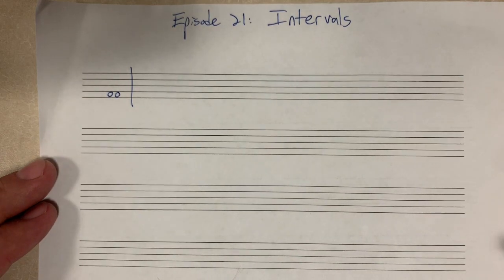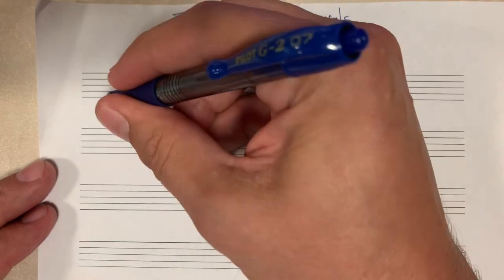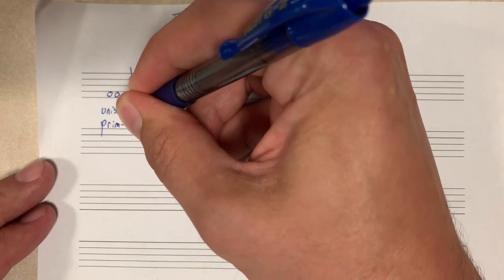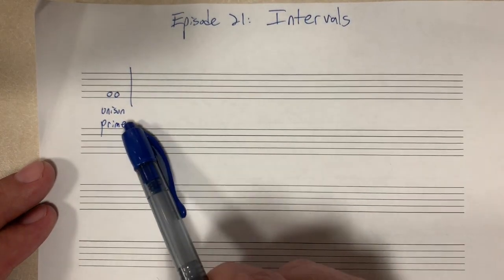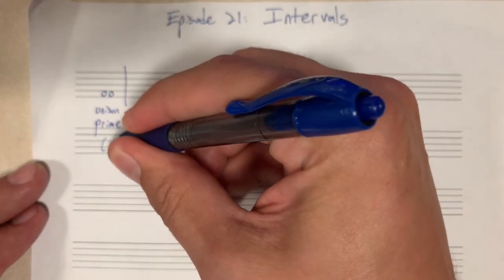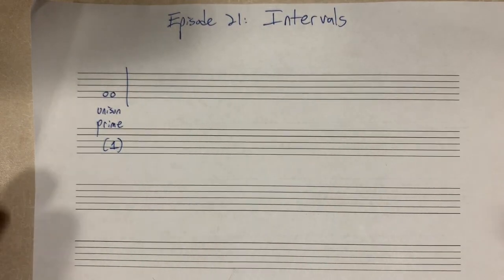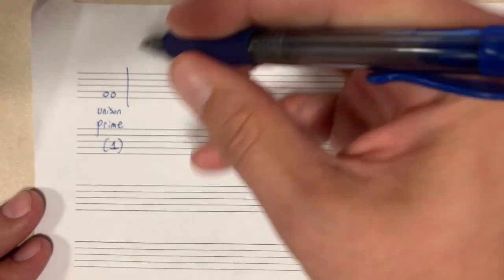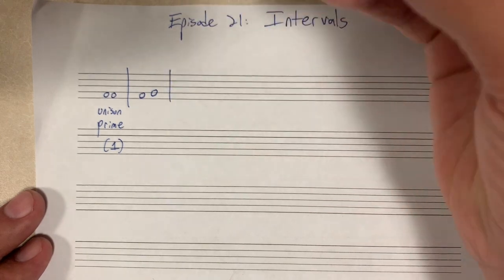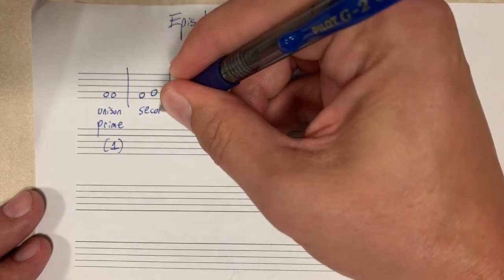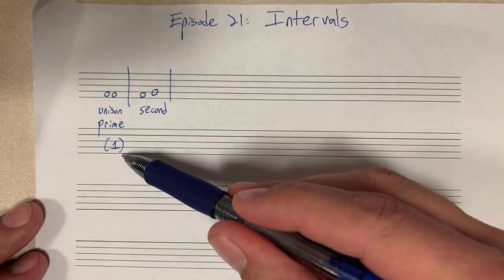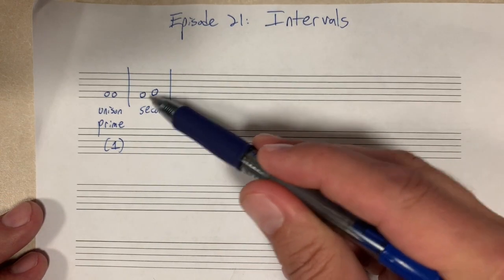There's an interval of a note to itself. That interval is called a unison. It's also called a prime. Prime meaning one, unison meaning one. So basically it's a one. No one calls it a one, or like a first. But you'll see why I'm saying that. This note to this note is called a second, because this one is called a 1, and so this one has to be called a 2.